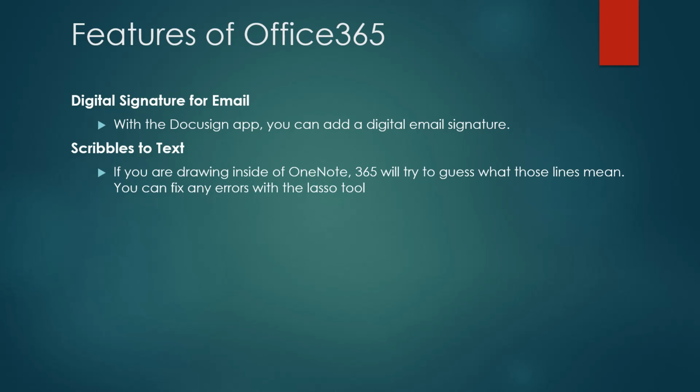Scribbles to text. So this is mostly if you have a tablet or a computer with a touch screen, but if you're drawing inside of OneNote, 365 will try to guess what those lines mean. I saw a demo of this and it looked pretty fun. A person had really horribly sloppy writing, but OneNote was able to figure out what he was trying to write. I was kind of amazed. So play with that. You can fix any errors with the lasso tool.